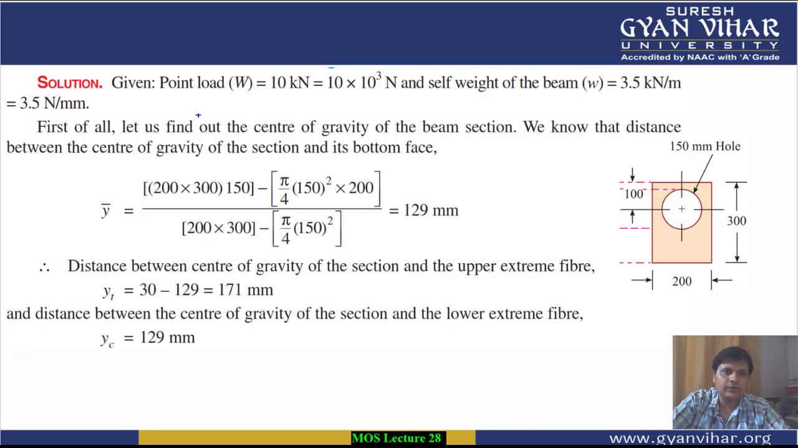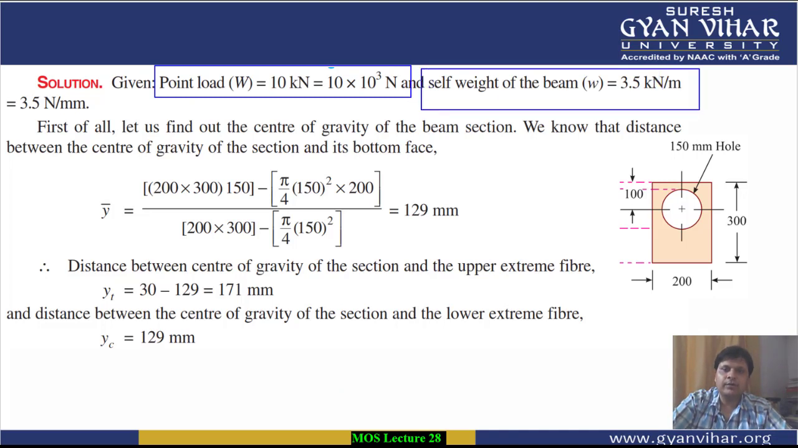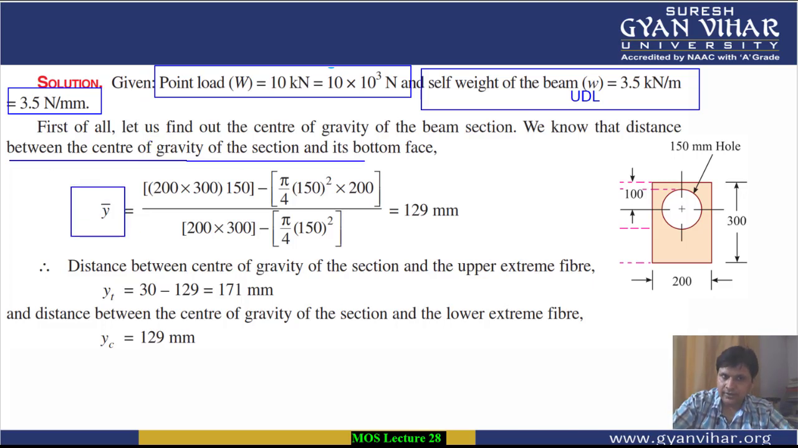Let's see. First of all, the point load is 10 kilonewton, meaning 10 into 10 to the power 3 newton. Self weight of the beam is 3.5 kilonewton per meter, and this is your UDL, which is 3.5 newton per mm. First of all, we are going to calculate the distance of the center of gravity from the bottom face. We are going to calculate the neutral axis position from the bottom, that is your y bar.